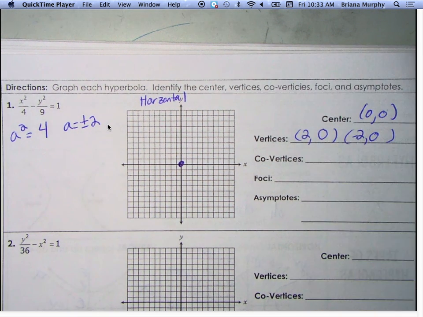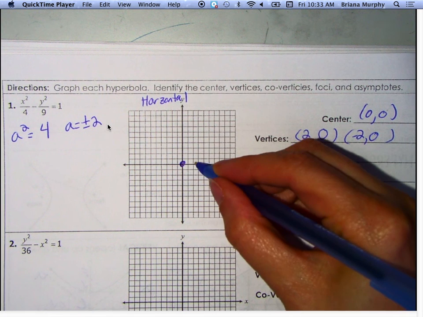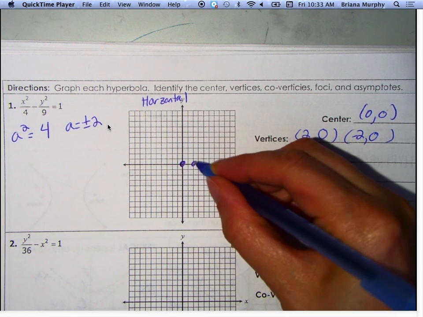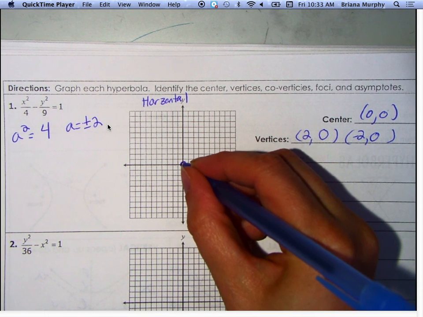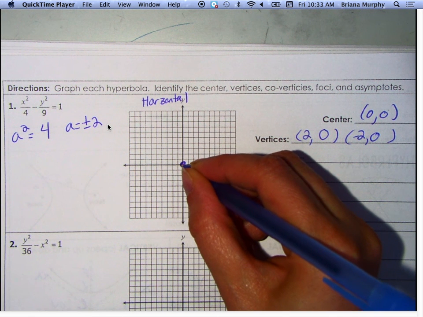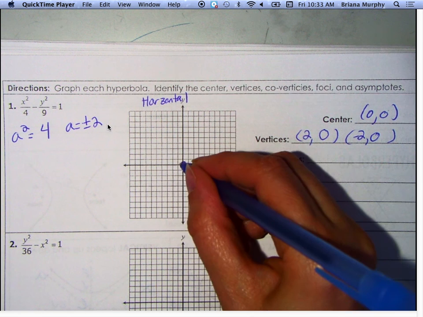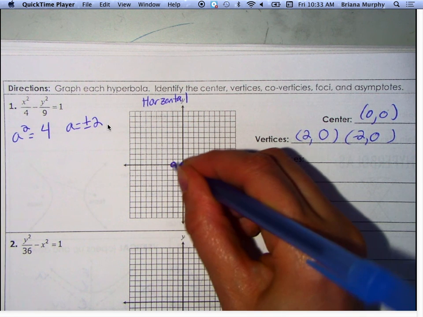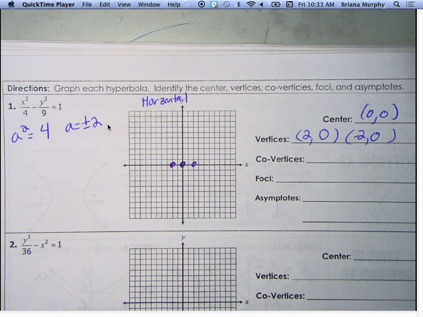Okay, let's graph those 2 points. I'm going to go to the right 2, up 0. Going to go back to the origin. Then I'm going to go left 2, up 0. So I've graphed the vertices.